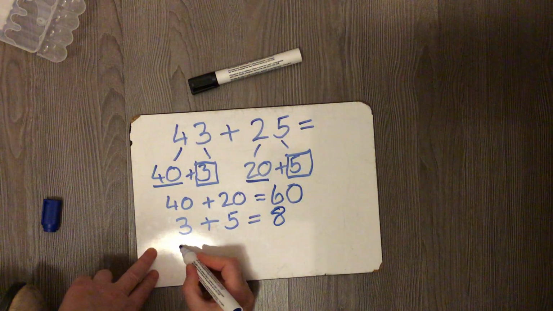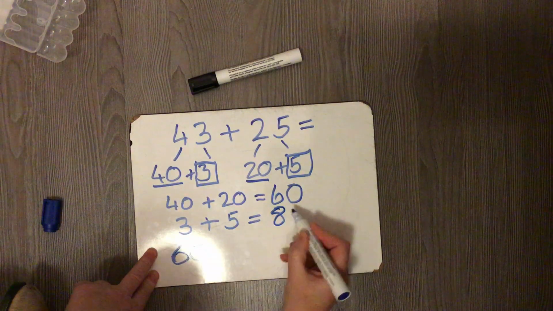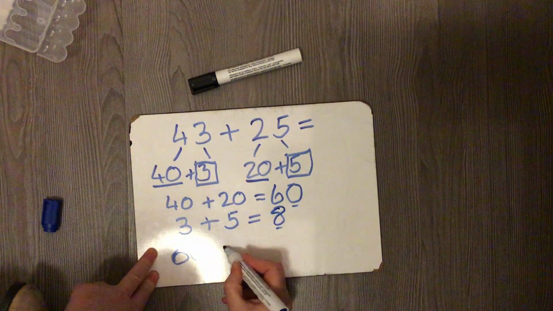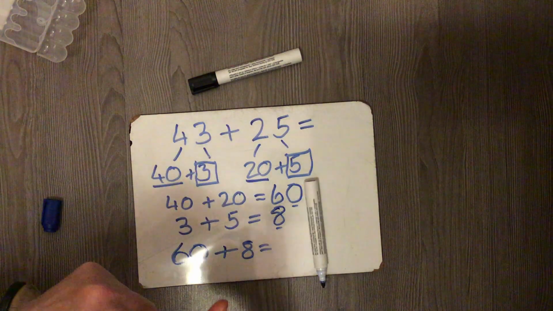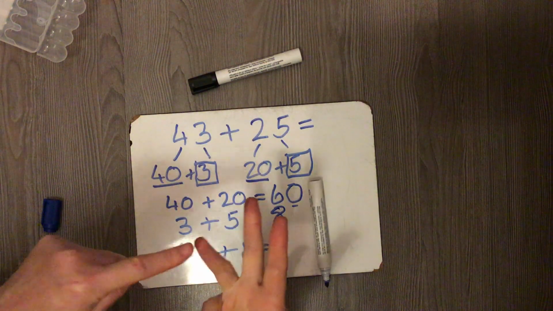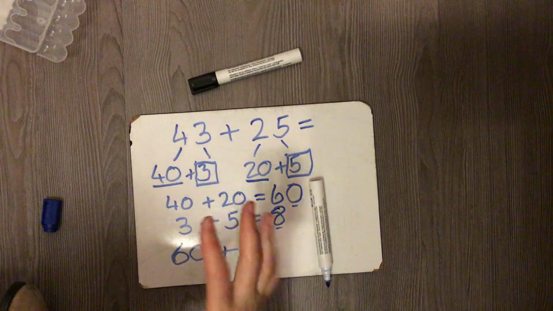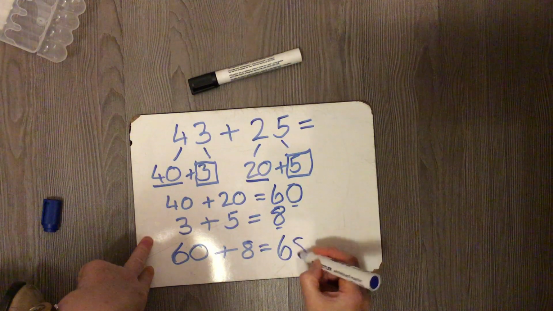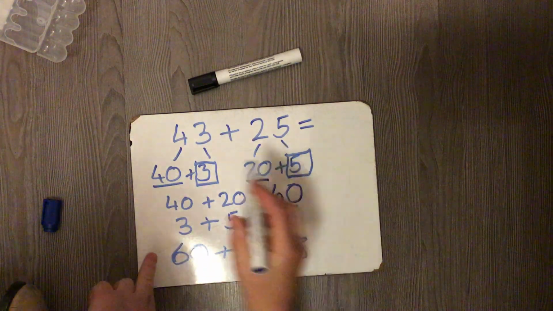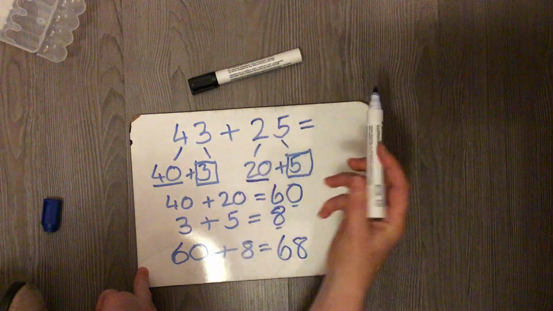And what's my last step? Need to put those together. So we have 60 and 8. 60 plus 8, 61, 62, 63, 64, 65, 66, 67, 68. Okay? So 43 plus 25 equals 68.